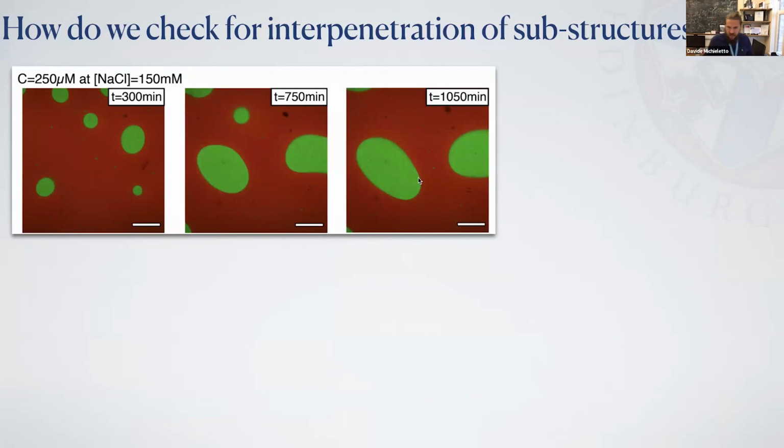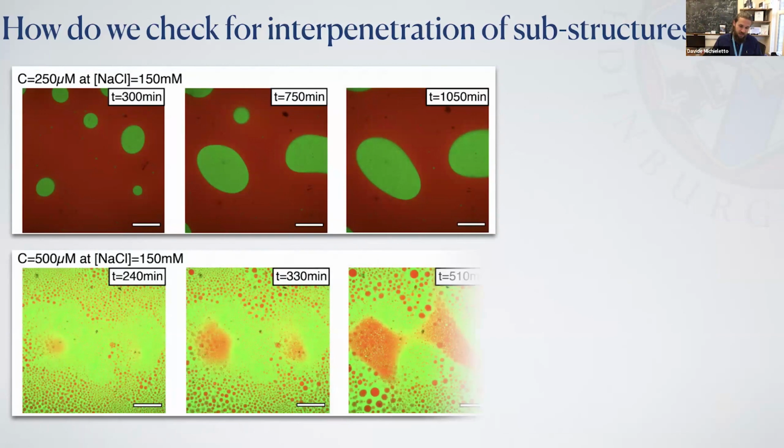But when we increase the concentration enough, after a certain threshold, let's not talk about criticality at the moment, what we see is an emulsion, almost like red within green, and then if you look closely, you also get green inside red. And you see a lot of this yellow, so a lot of pixels.